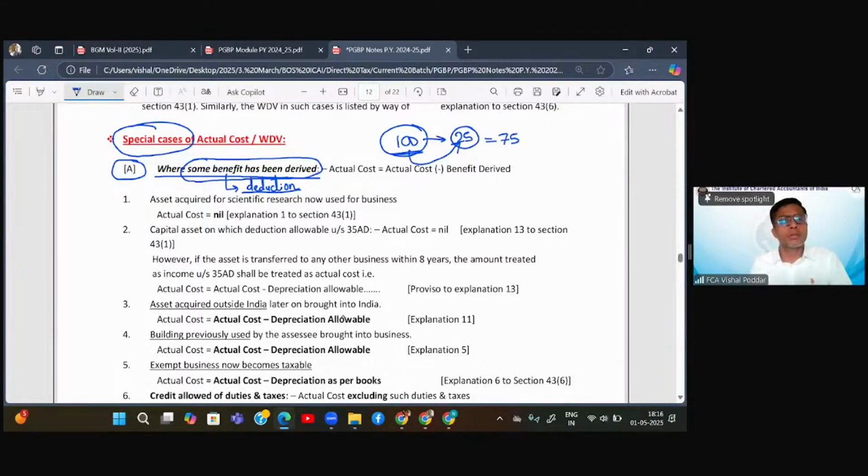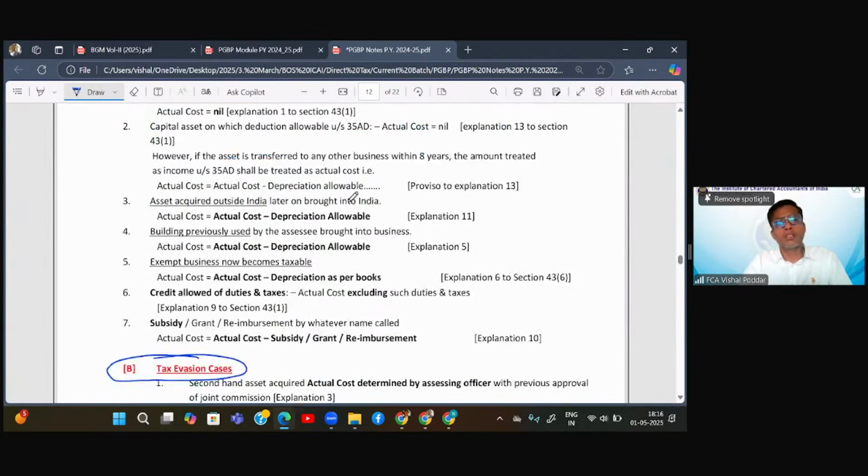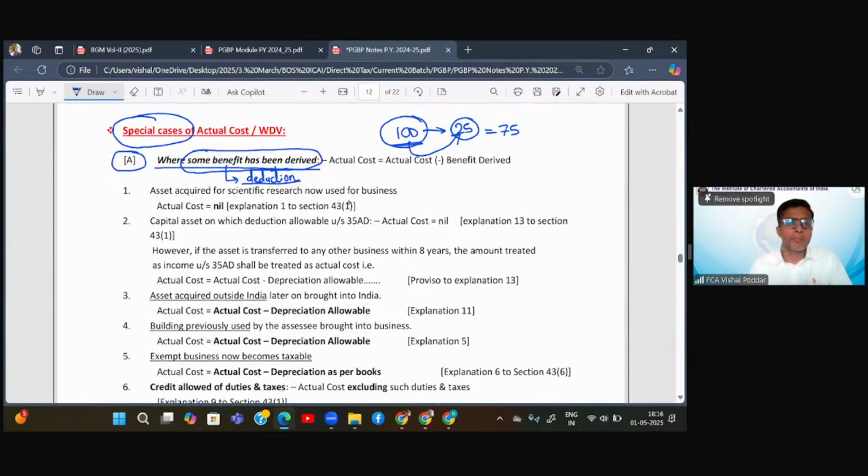This is the first category, in which, as you can see, some 7 case scenarios are covered. What is this category? I have named it "where some benefits are derived." Now, see, no such categories are given in the law. I have taken all the 25 case scenarios and tried to categorize them so that it is easy for you to remember all 25.